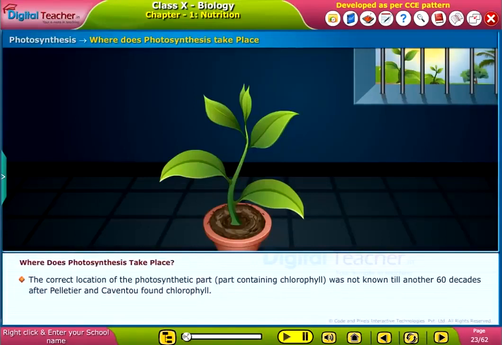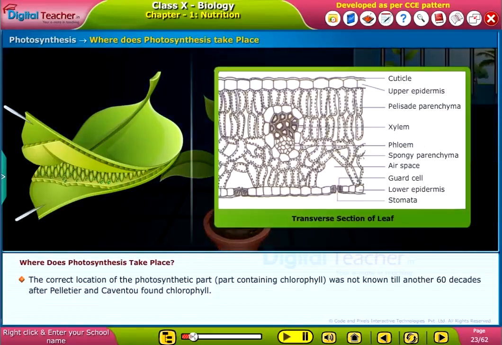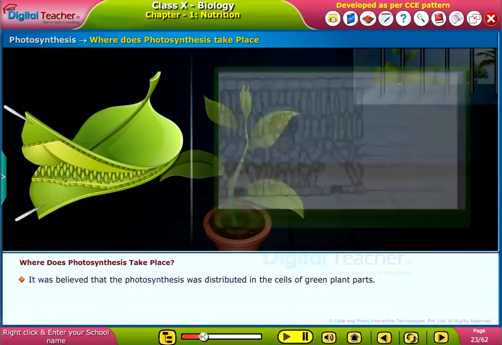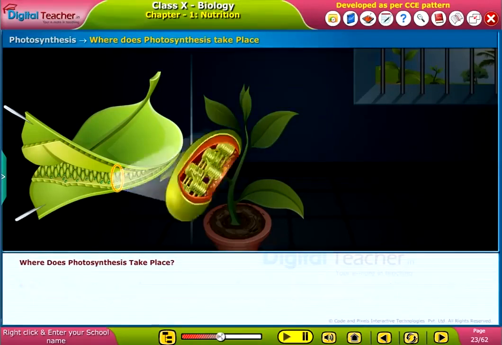The correct location of the photosynthetic part containing chlorophyll was not known until another 60 decades after Pelletier and Caventou found chlorophyll. It was believed that photosynthesis was distributed in the cells of green plant parts. But in 1883, Julius von Sachs found that chlorophyll present in plant cells is observed only in organelles within the cell, but not through the entire cell. These organelles were termed chloroplasts.